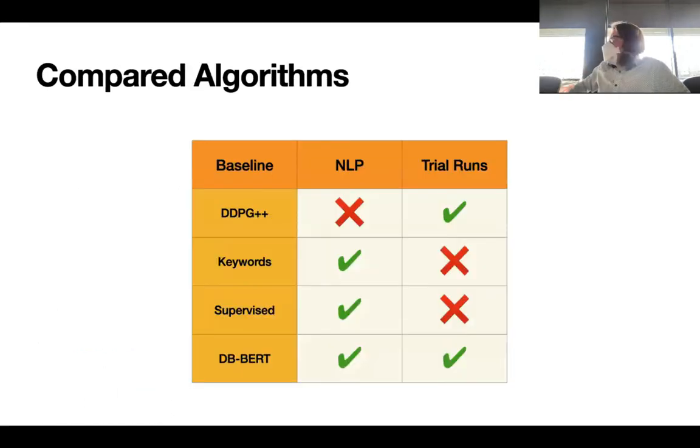Now, I'm comparing DB-BERT against two baselines that are derived from our prior paper on the topic, which don't use any trial runs. They just rely exactly on the hints that you find in the text documents after extracting them. And the other baseline is a state-of-the-art approach which does not use natural language processing to mine tuning hints.